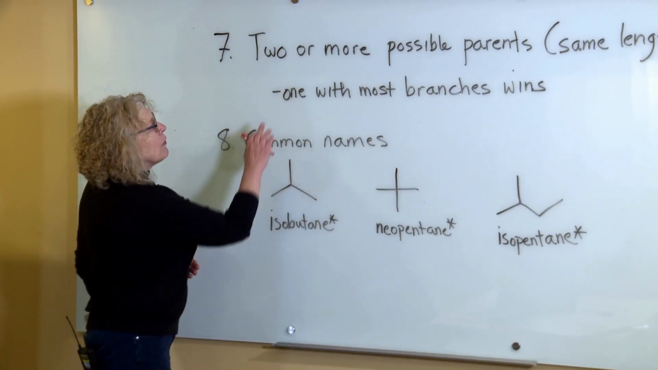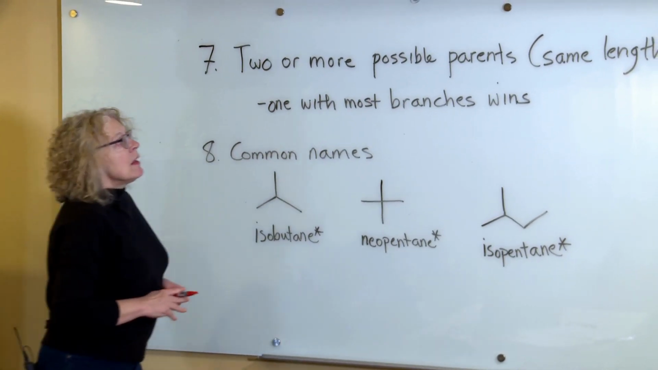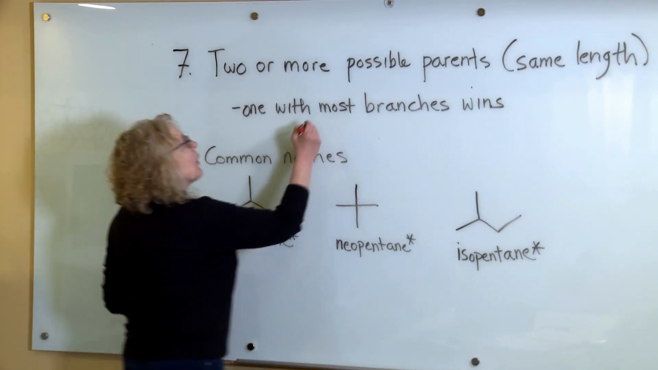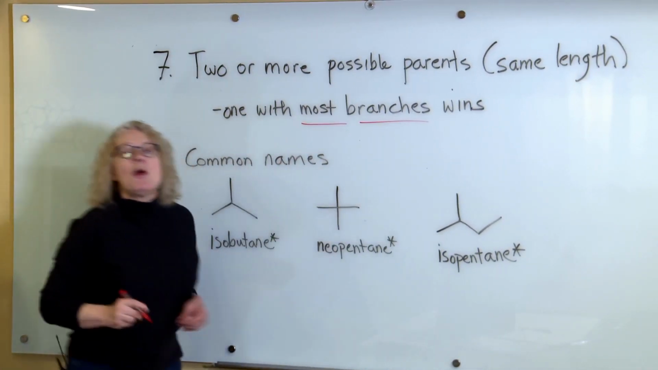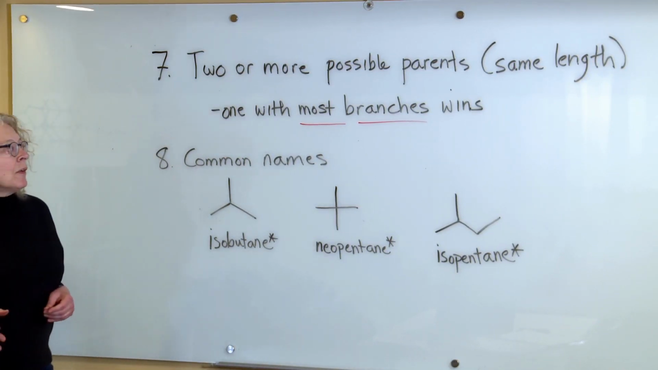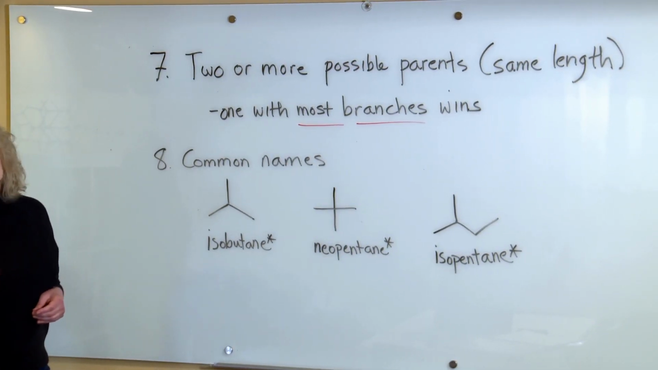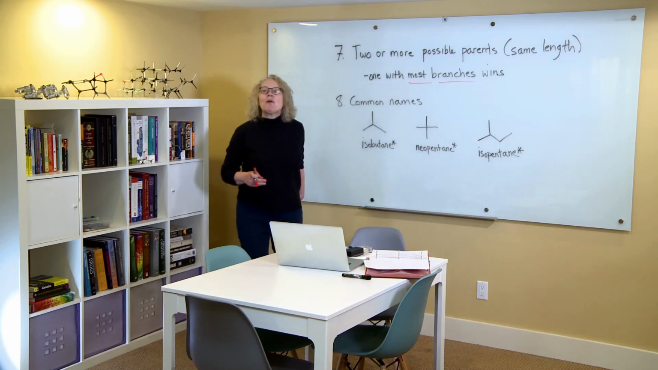And the rule always is that you pick the parent chain that has the most branches. That one wins, because the more branches you have, the simpler those branches are to name. Let's talk about common names.